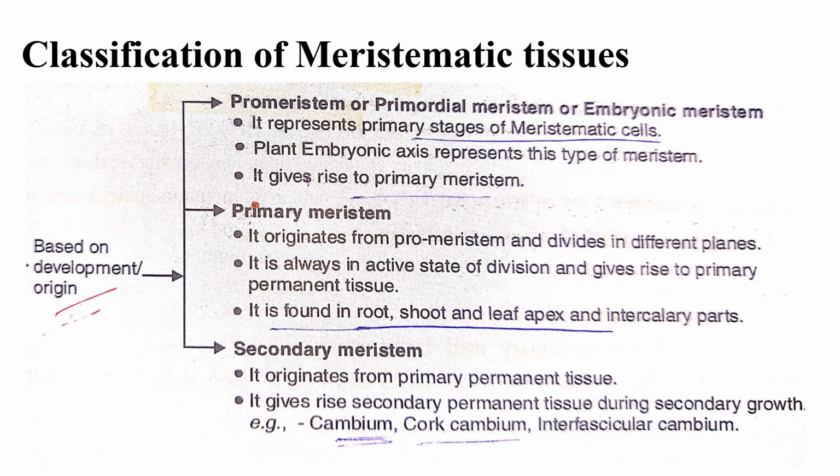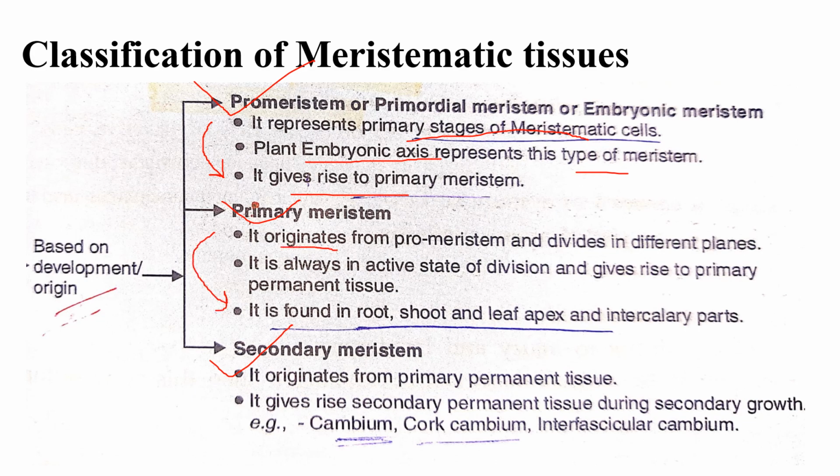Next, classification of meristematic tissue. How many types of meristematic tissues are present in the plant body? According to development and origin, it is classified into three categories: pro-meristem, primary meristem, and secondary meristem. Pro-meristem represents the primary stage of the meristematic cell. This type of meristem is present in the plant embryonic axis, that means the plant in embryonic stage. Pro-meristem gives rise to primary meristem, and from primary meristem secondary meristem grows.